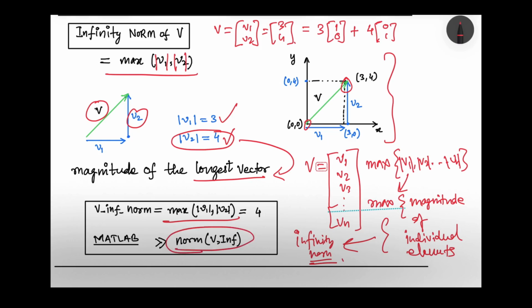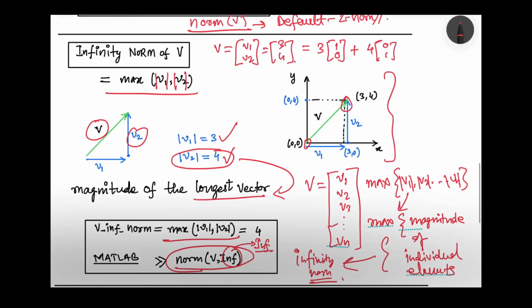In MATLAB, use the command like this: norm v comma inf. Inf is the option that you have to pass in this particular command for finding the infinity norm.